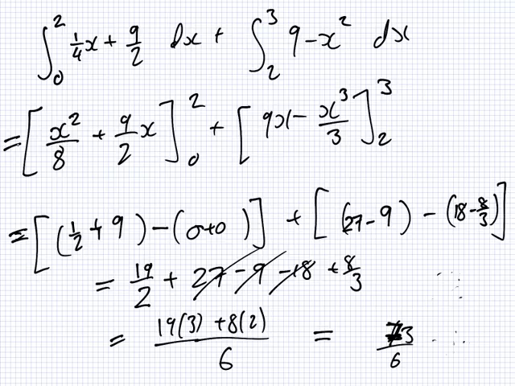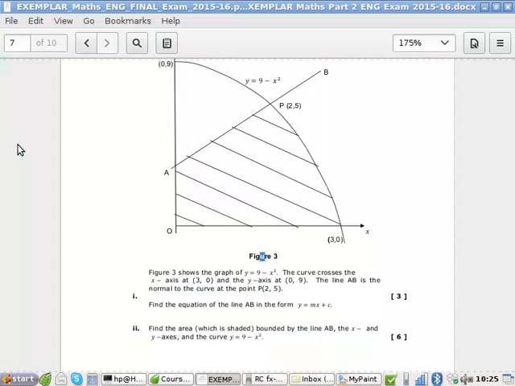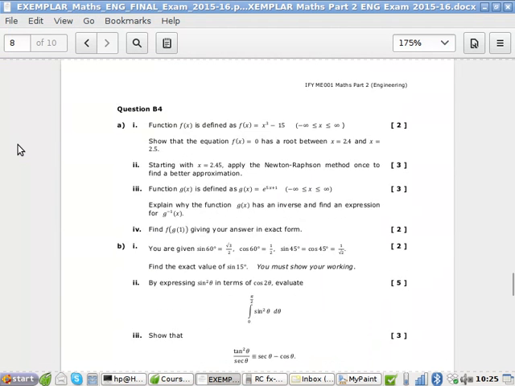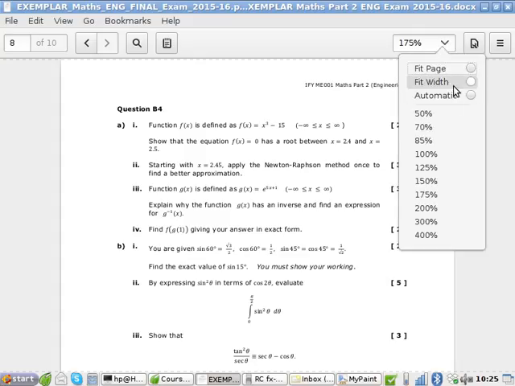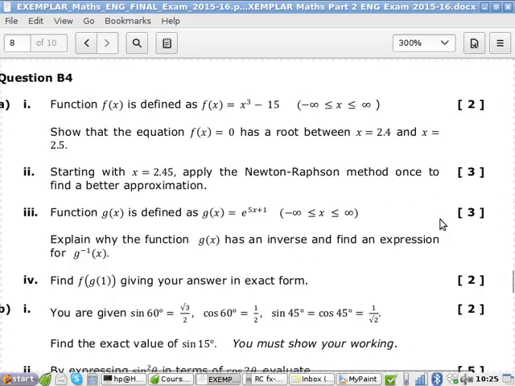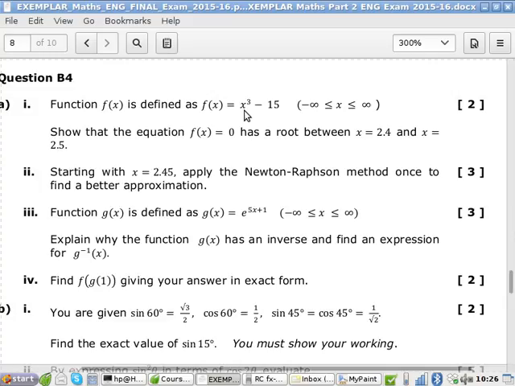Yeah? Yes. Let's see what's in store next. Super. We have a numerical question here. So this one is just for the engineering. And the first one here is they give you this function, x cubed minus 15. And I don't know if you remember this, how can we show that there's a root between 2.4 and 2.5?